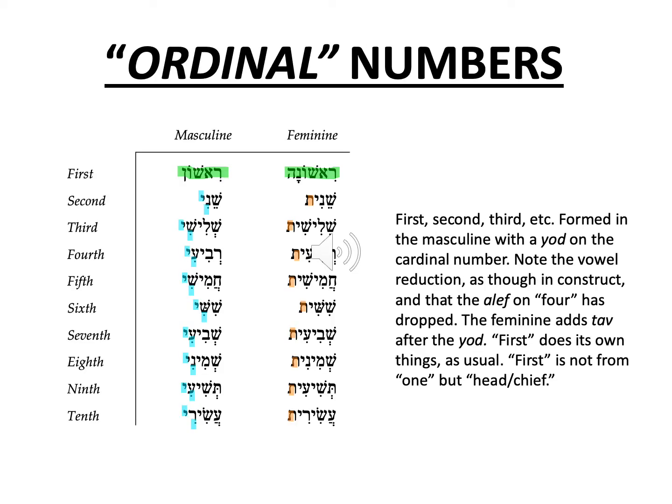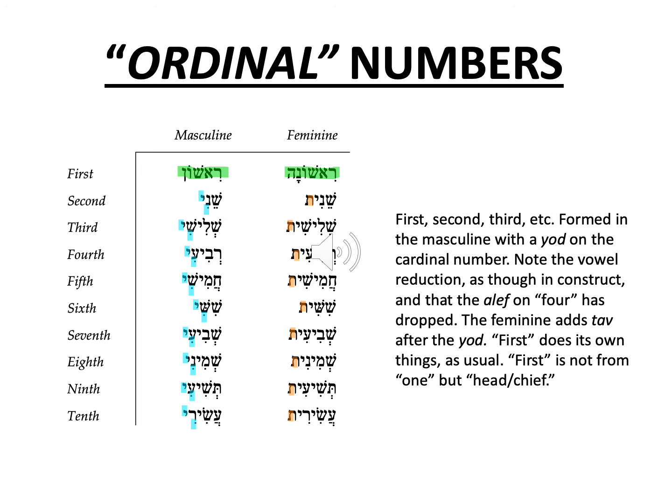The ordinal numbers, first, second, third, etc., are formed in the masculine with a yod on the cardinal number. You'll note that vowel reduction has taken place as though the words are in construct, and that the aleph on the word for 4 has dropped. The feminine, rather than a yod, adds a yod tav. You'll also notice that first does its own thing as usual. This is not the word one with endings. Instead, it is the word head or chief, rosh, with endings, so that we have rishon and rishonah.